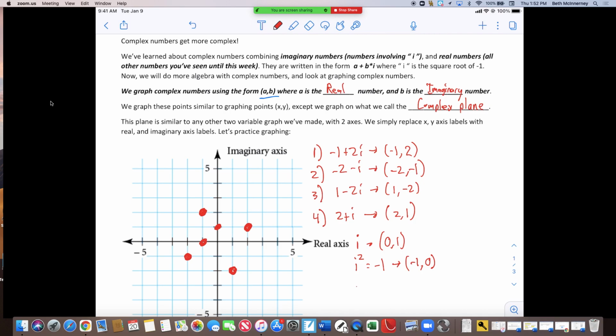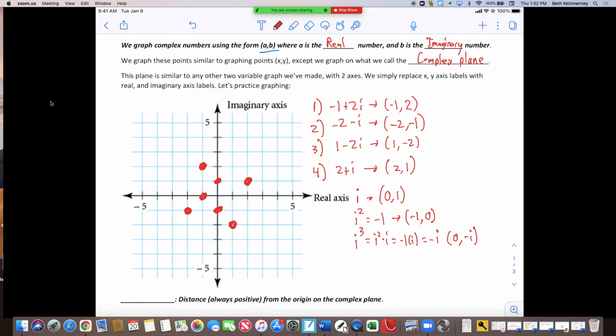And then if we multiply that by i again, so i cubed is going to be i squared times i, which is -1 times i, equals negative i. And we're going to map that at 0, because there's no real part, only the imaginary part, negative i, down here. So we have i, and i squared we know is negative 1. And if you multiply by i again, you're going to get negative i, right?